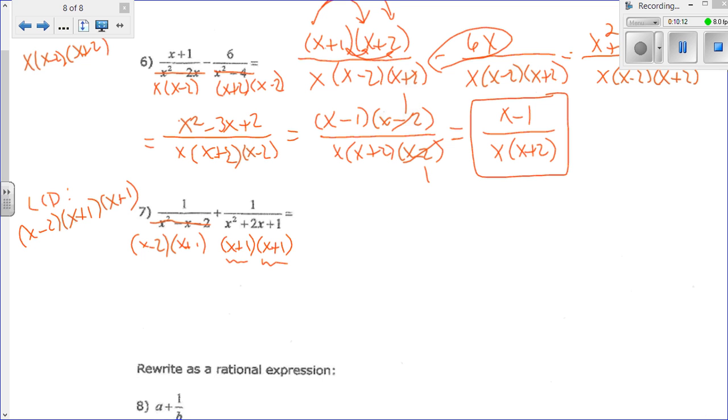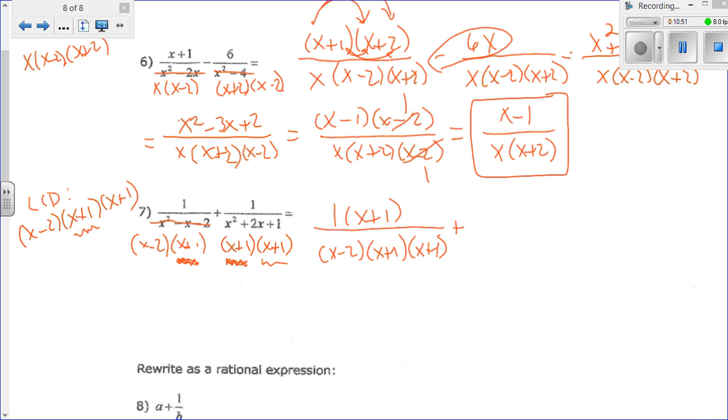I know it gets kind of confusing, but initially this x plus 1 and this first x plus 1 end up with just using this one. If that's all I had, I would just use that one. They both share one, and then the second fraction has a second x plus 1, so I must include that in my LCD. All right, so my LCD is x minus 2, x plus 1, x plus 1. What's missing from my first fraction is an x plus 1.